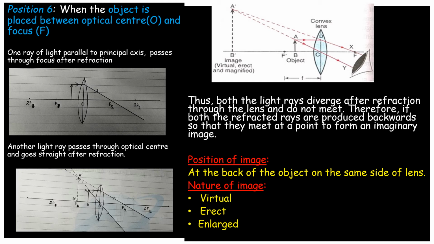So if you produce them backwards in your imagination, you will see that in the backward direction they can meet at a point from which you can feel as if they are coming out. So in this case you will be getting a virtual image. Nature will be erect and enlarged, and position will be at the back of the object on the same side of the lens.